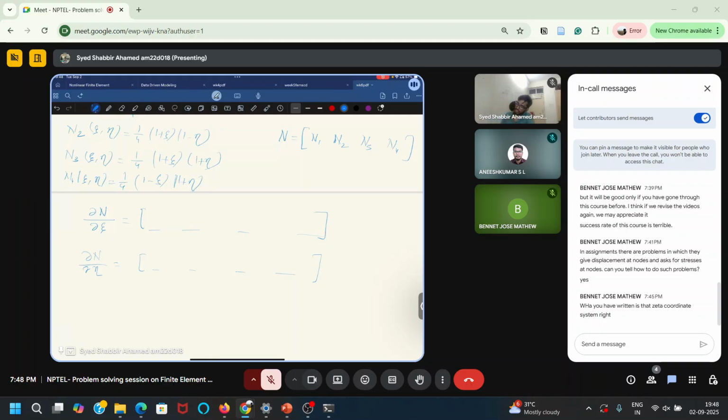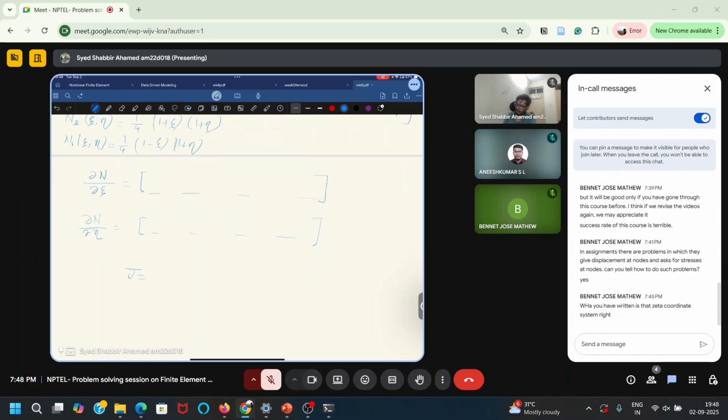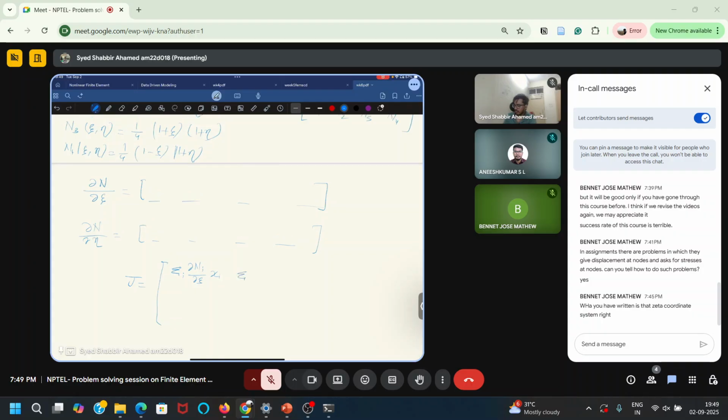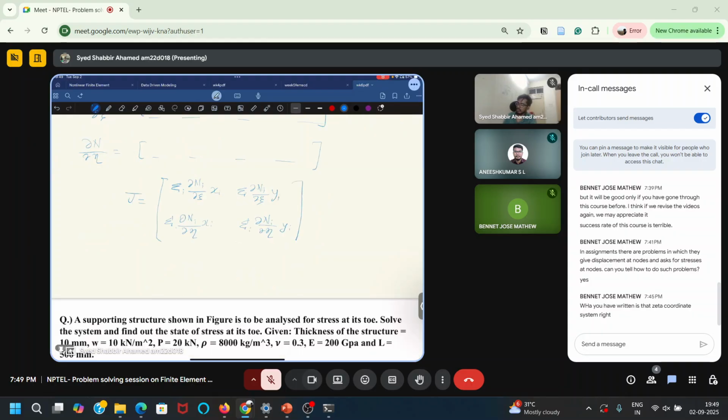But if you have some physical coordinates, you can just take the Jacobian. The Jacobian is what we use when we are converting from physical coordinates to natural coordinates. You can write it like this: the sum over i from 1 to n of the derivative of the shape function with respect to zeta, times xi and yi, and likewise for theta. This is my Jacobian.